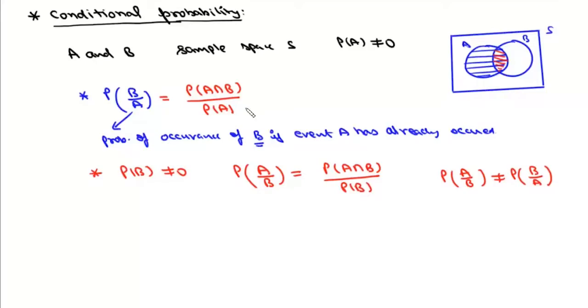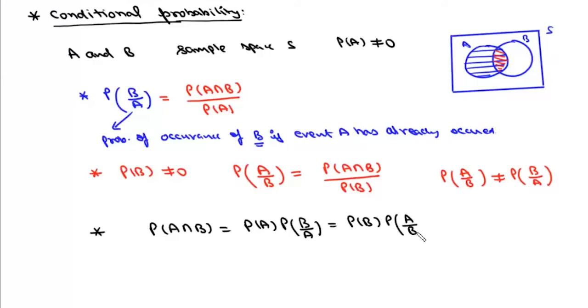Now if we know probability of intersection, probability of events, we can calculate this conditional probability, and if we know conditional probability and probability of individual events, we can calculate probability of A intersection B. From this formula, we can write probability of A intersection B as probability of A into probability of B by A. And from here we can write probability of A intersection B as probability of B into probability of A upon B. So from intersection we can work out conditional probability, and from conditional probability we can work out intersection of events. And when we calculate A intersection B using conditional probability, we say this is multiplication theorem. So this is multiplication theorem of conditional probability.